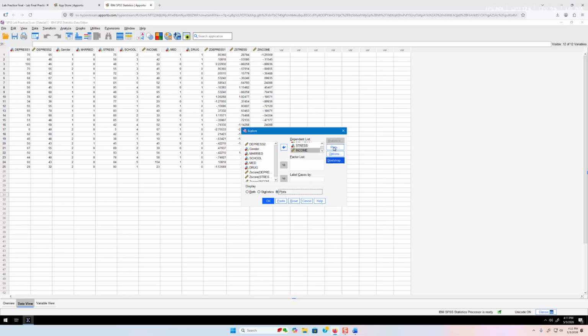Under plots, get rid of box plot. We're not looking at that. Hit none. Get rid of stem and leaf and just check off histogram. So none, histogram, leave this blank. We're just going to look at the histogram because it's the easiest one to use. Continue and then OK.